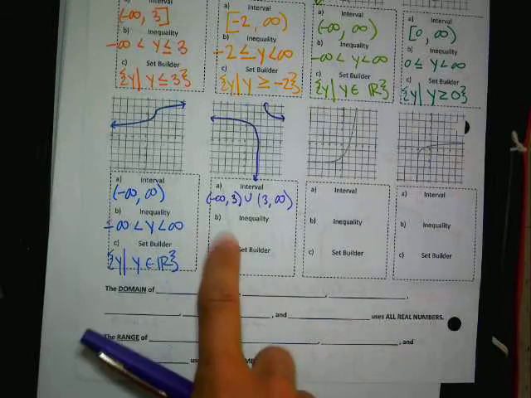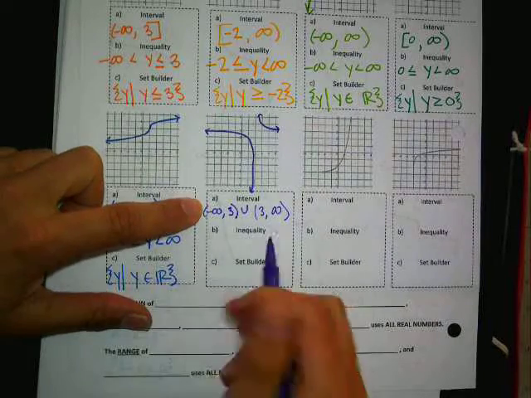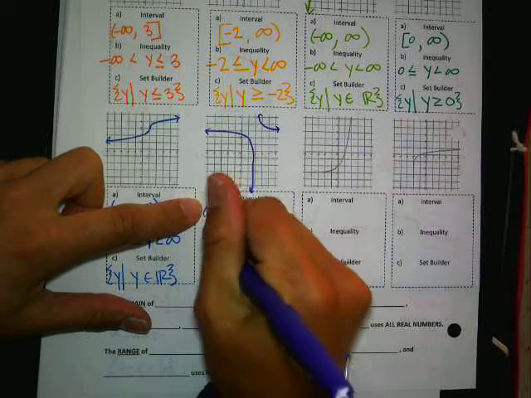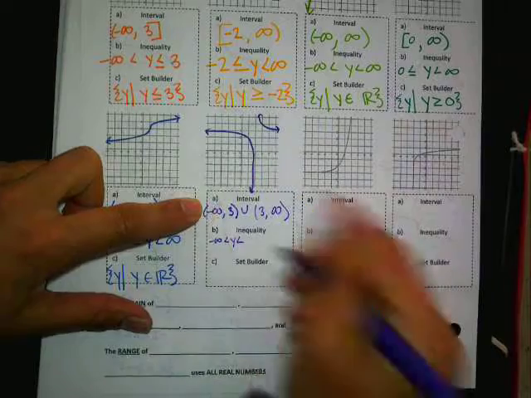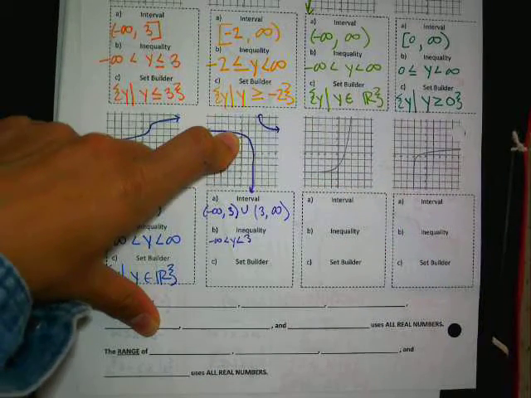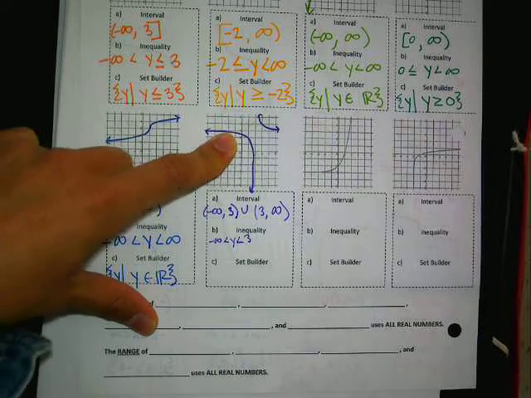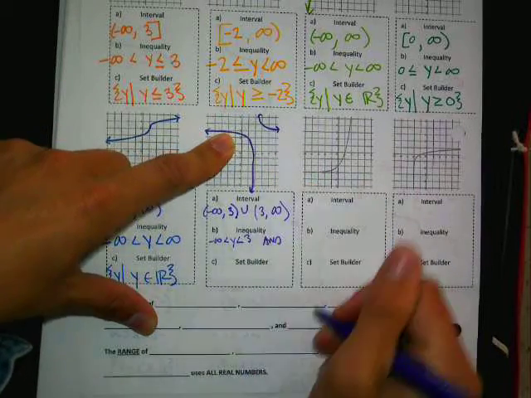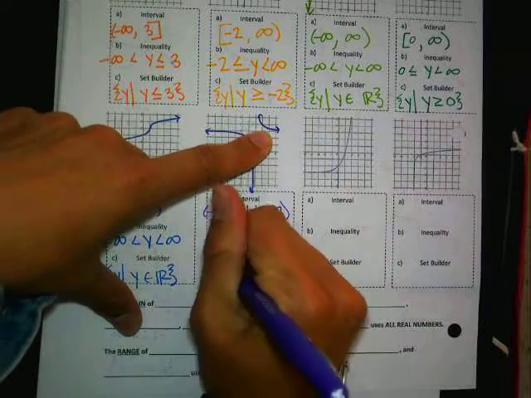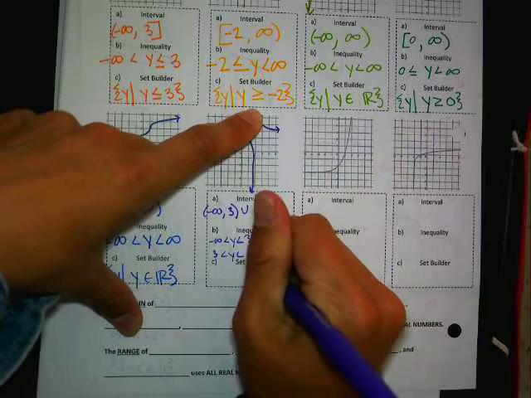And then same thing for the inequalities. You're going to have 2 inequalities, 1 for each interval. So you're going down to negative infinity, less than y is less than, up to 3. No line because it's an asymptote, right, no or equal to line. And then the other one goes down to 3, less than y is less than, and then up to infinity.